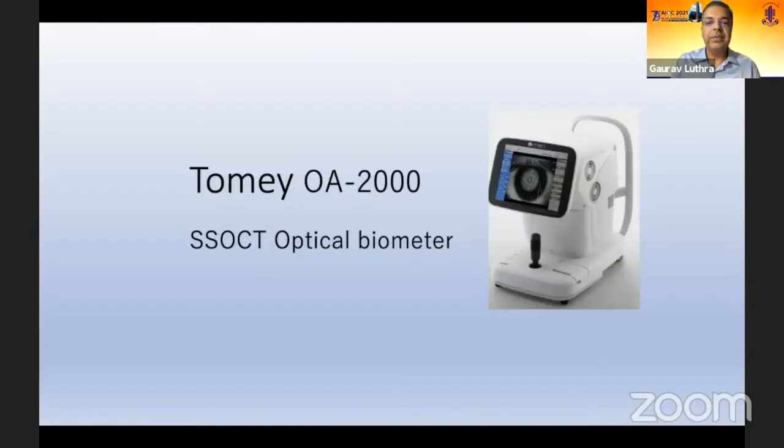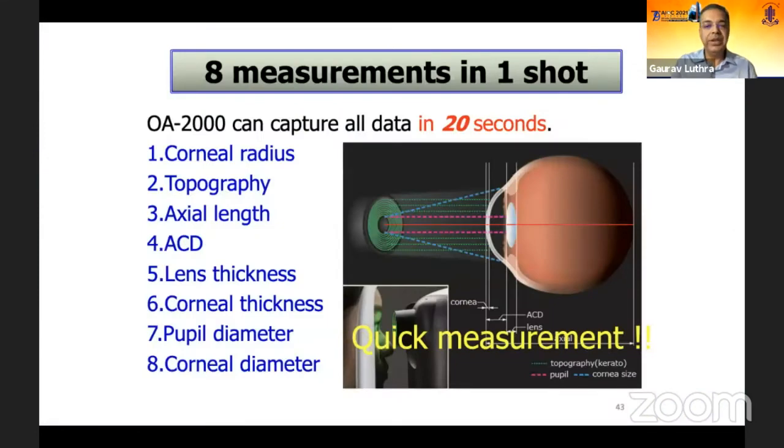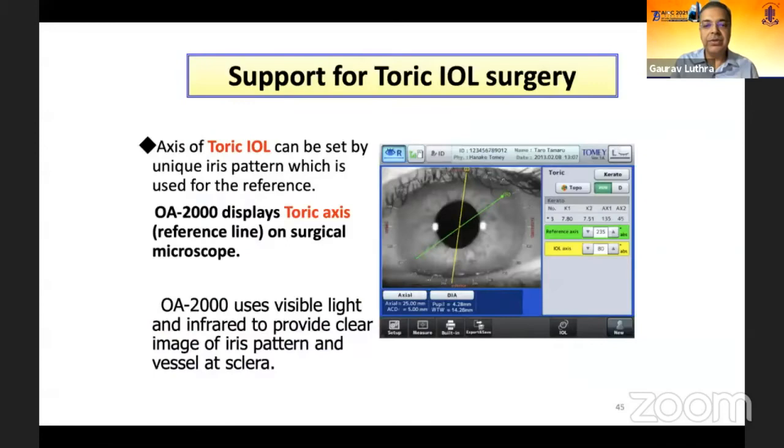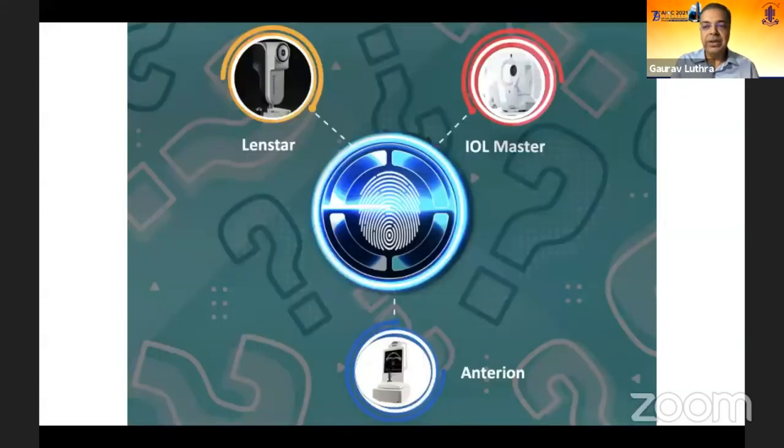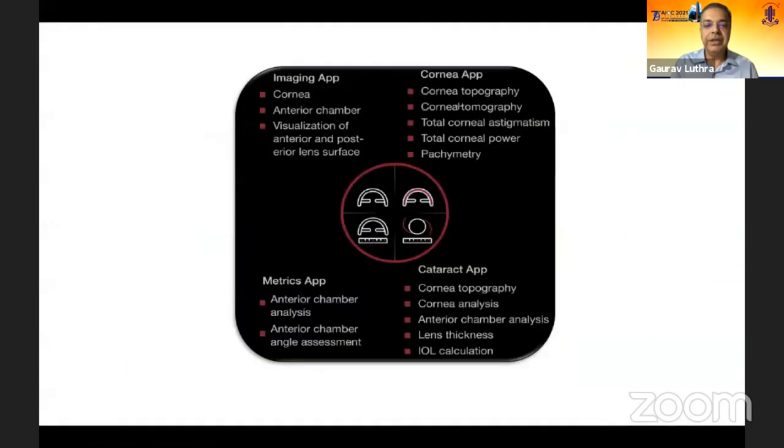I'll go on to the Tomy, which also is a swept source, pretty good. It also comes with a Placido, does all the routine things, gets through all the dense cataracts, does good planning for toric IOLs, and is pretty good as well. And going to the last one, a few slides on the Anterion, because I have to finish.